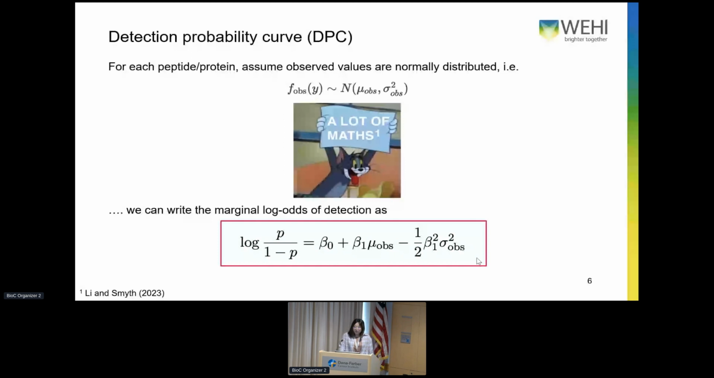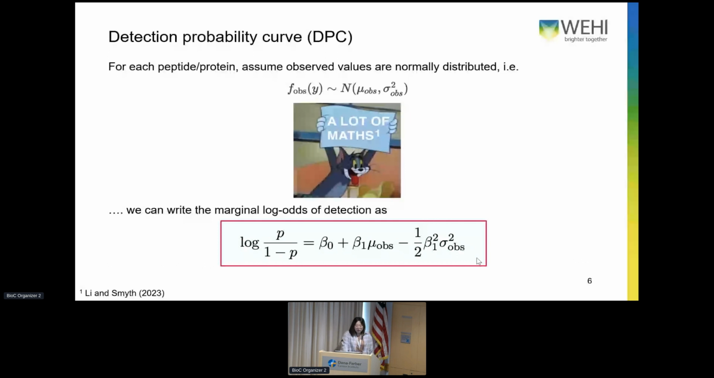So next, we've fitted the detection probability curve on the example data set. You can see a dashed curve. This is our starting curve, and we've obtained that from only observed data. And then with the final DPC curve, which is the blue line, we corrected the starting curve by estimating the real average expression in each peptide after accounting for the missing values.